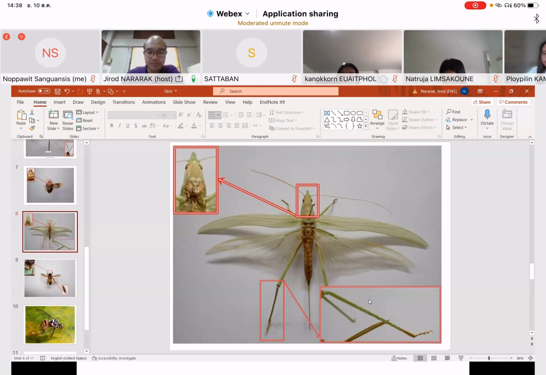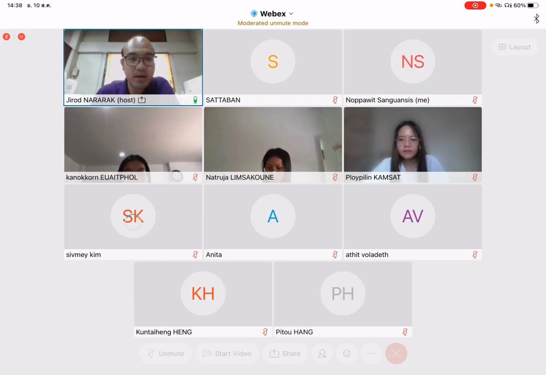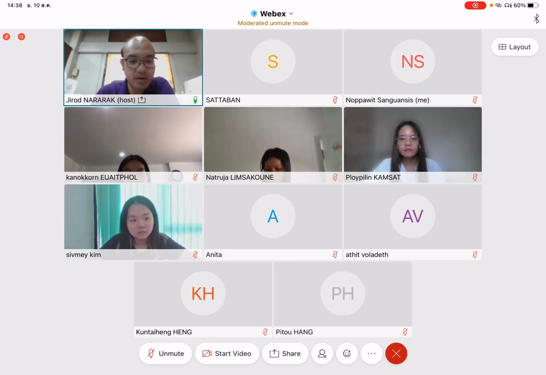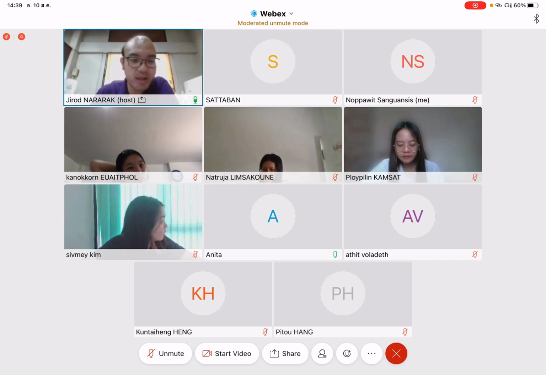You can use both keys that I sent you, but I recommend the pictorial key, which I think is easier than the other one. But you can do the other one if you want.